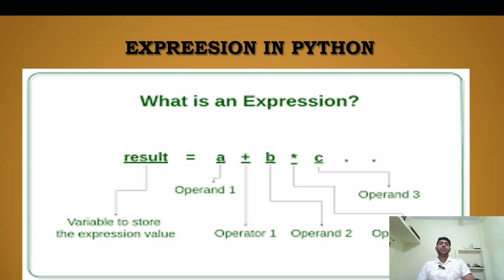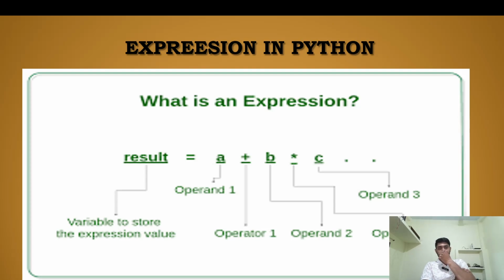Today we are going through the different concepts of Python, and the first one is an expression. What do you mean by expression? How to solve an expression? What is the procedure to solve an expression? These are the topics we are going to cover today.